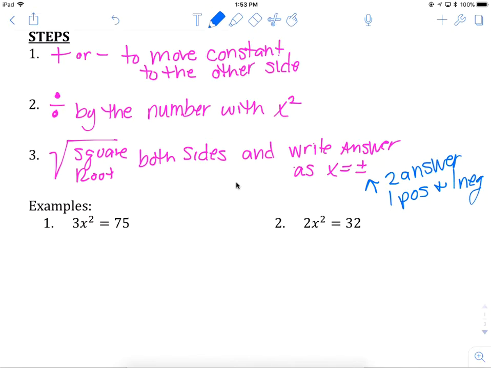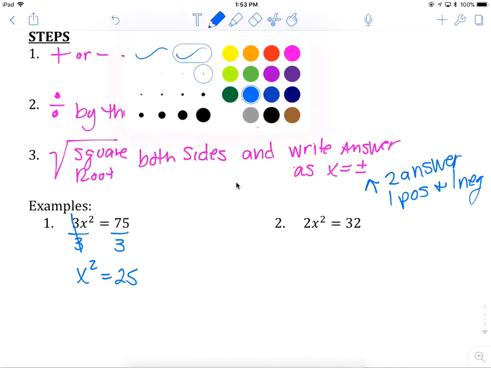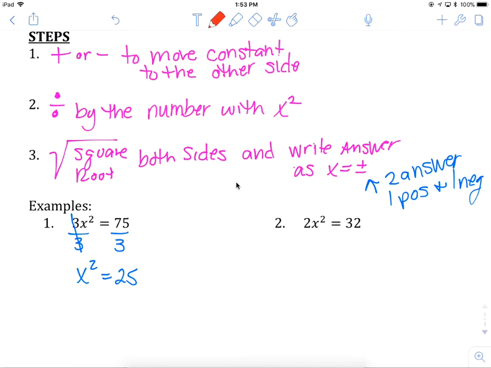Okay? All right, so if we go ahead and we start solving problems 1 and 2. 1 and 2 don't have anything to add or subtract. There's nothing to cancel. But we are going to try and get x by itself. So to do that, we need to divide by 3 on both sides. The 3's cancel. I have x squared equals 25. Now, to get rid of that squared, I'm going to have to square root both sides. Remember, what you do to one, you have to do to the other.